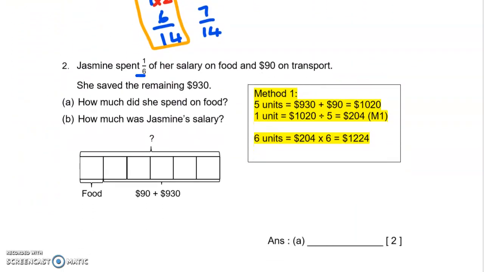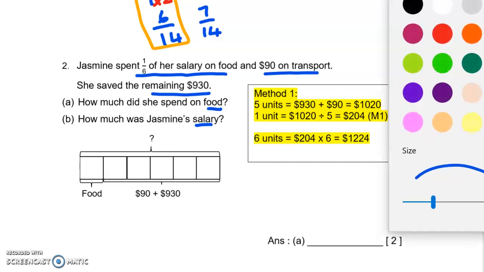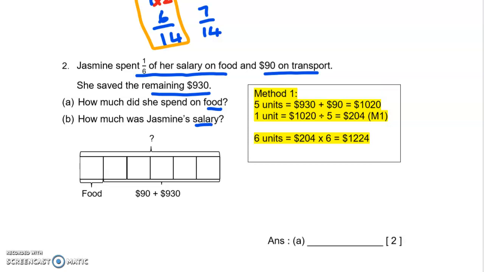Jasmine spent 1/6 of her salary on food and $90 on transport. She saved the remaining $930. How much did she spend on food? How much was Jasmine's salary? Means the total salary. So we can see for this question, 1/6. So you should draw 6 units. One of the 6 units is on food.